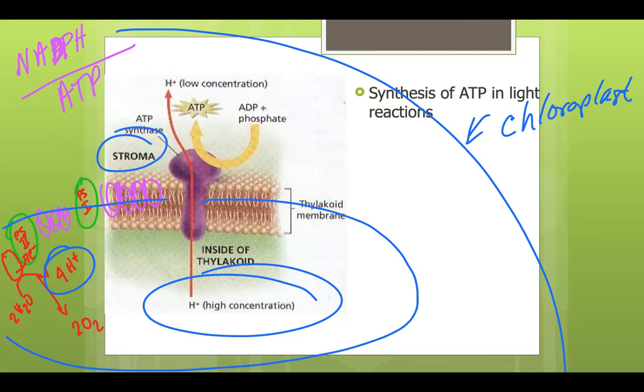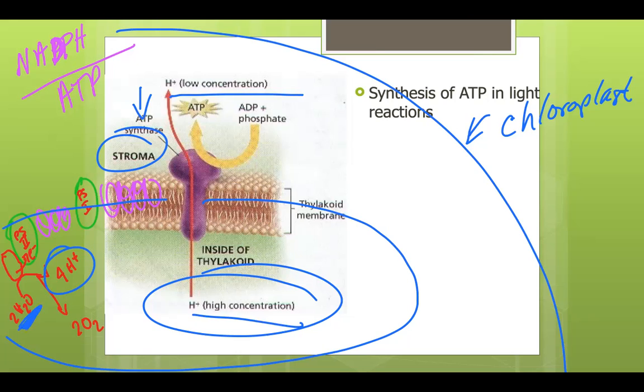You have an enzyme called ATP synthase. Synth means to make, ase is an enzyme. So translating backwards, it's an enzyme that makes ATP. And it is powered by diffusion, right? High concentration to low concentration. Because every time you split 2 water molecules, you are creating 4 more hydrogen ions.